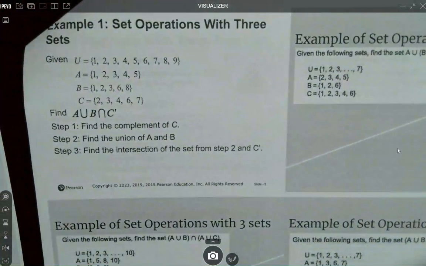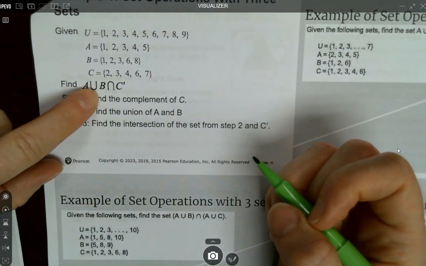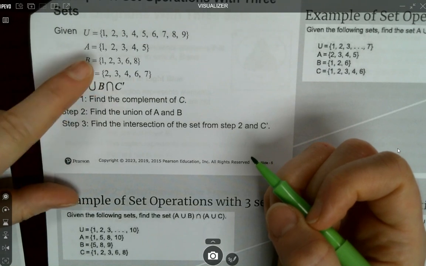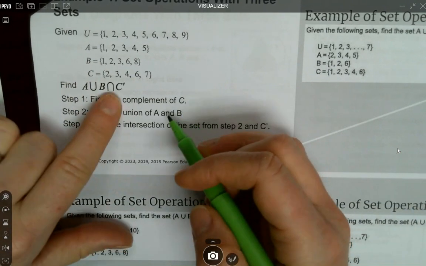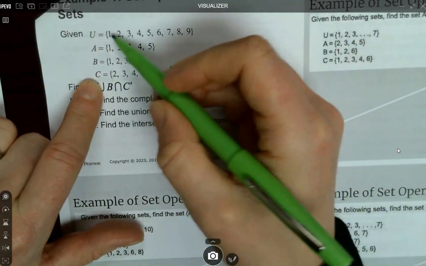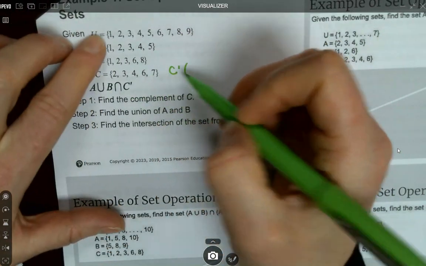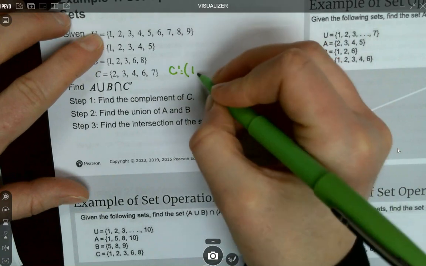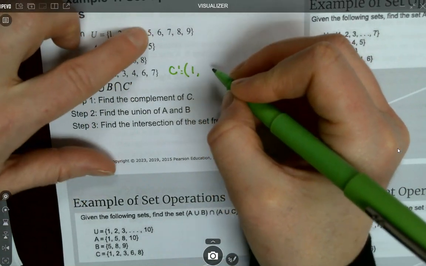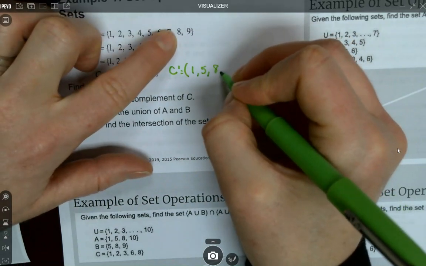Let's look at an example. We have the universal set, A, B, and C. So we want to do A union B intersect complement C. We're first going to find the complement of C. So here is C, so let's do the complement of C. Here's the whole set, so we're doing everything but C. So it would be 1, 2, 3, 4, 5, 6, 7, 8, and 9.